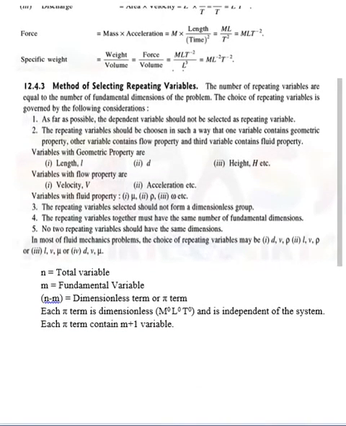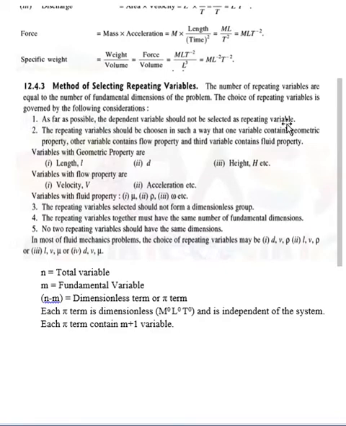For solving the numericals of Buckingham's pi theorem, we need to know the method of selecting repeating variables. Repeating variables are equal to the number of fundamental dimensions of the problem. The choice of repeating variables is governed by the following considerations. First, the dependent variable should not be set as a repeating variable.